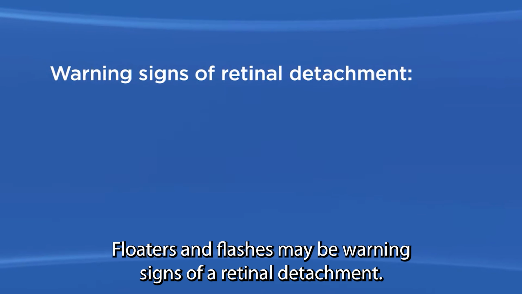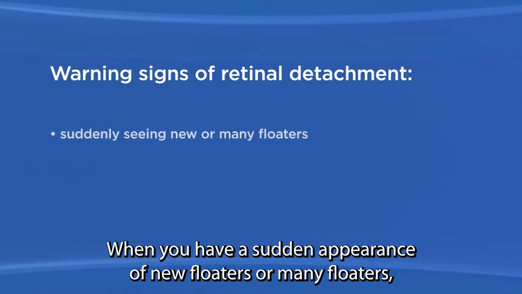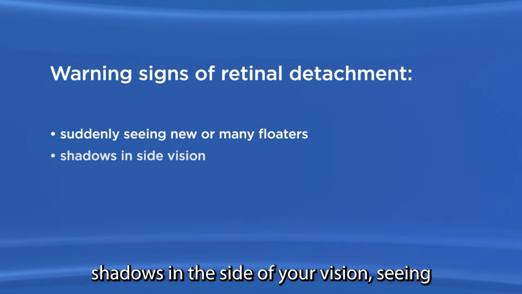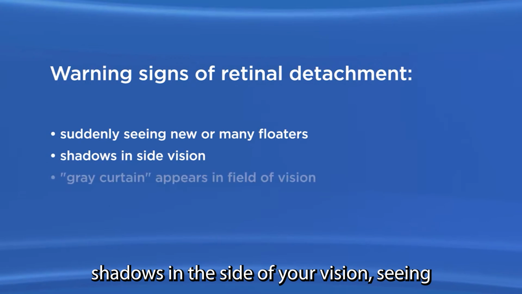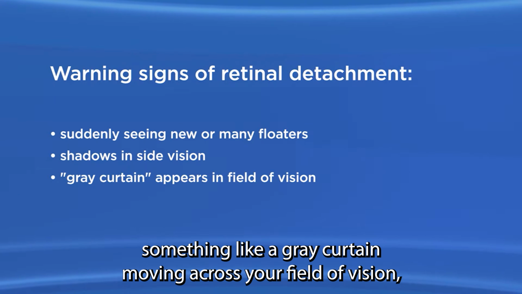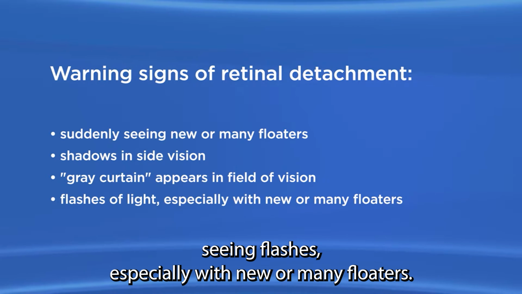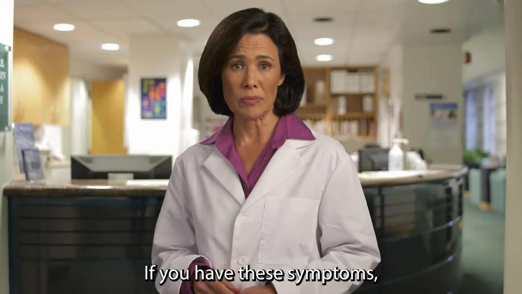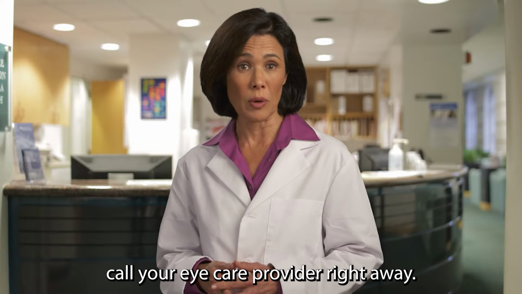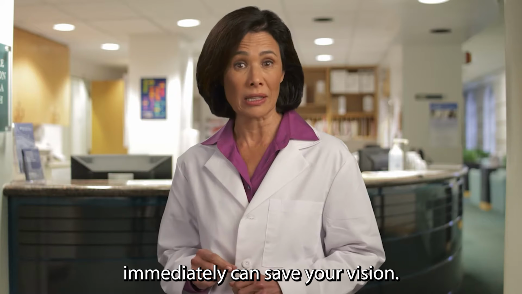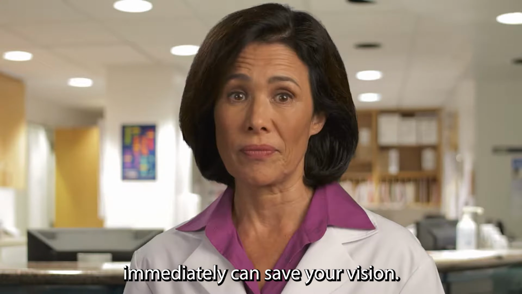Floaters and flashes may be warning signs of a retinal detachment when you have a sudden appearance of new floaters or many floaters, shadows in the side of your vision, seeing something like a gray curtain moving across your field of vision, seeing flashes, especially with new or many floaters. If you have these symptoms, call your ophthalmologist right away. Treating a torn or detached retina immediately can save your vision.